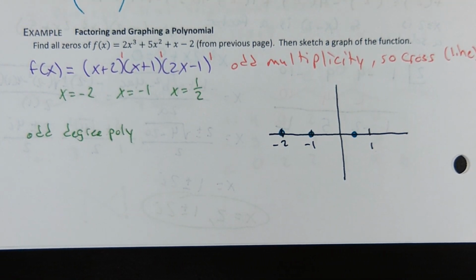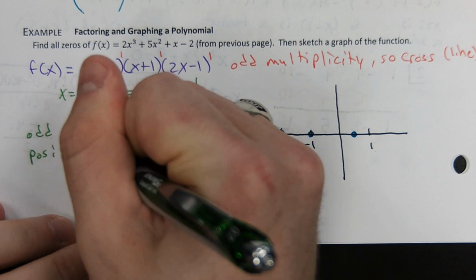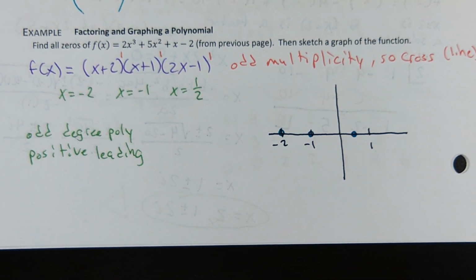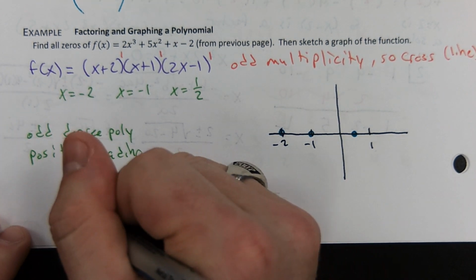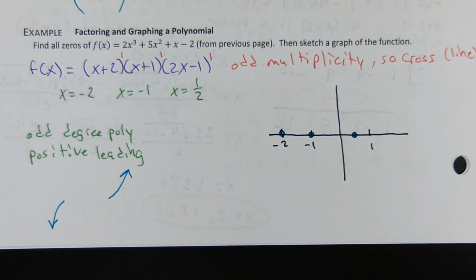Odd degree polynomial tells me that my endings point different directions. They point opposite directions, with the front number being positive. So because it is an odd degree, they point different directions with a positive leading coefficient. That is an upwards overall graph, so it's going to behave like this. Left down, right up. That way it has an upwards trend overall. And we can sketch that now.